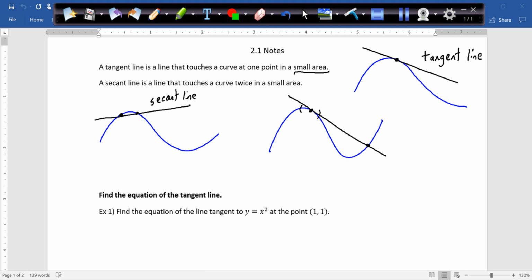Now, one question that comes up is, how close does it need to be for a secant or a tangent line? Well, we'll actually look at that a little bit in 2.4, how close is close? For right now, it should be pretty obvious. Either the points are very close together or they're not. It's either a tangent line or it's a secant line. So those are our definitions there. And the main question for us in this first section is, how do we find the equation of a tangent line?